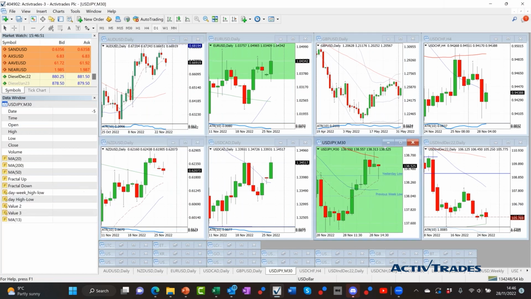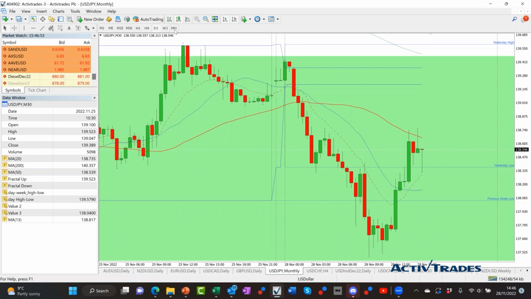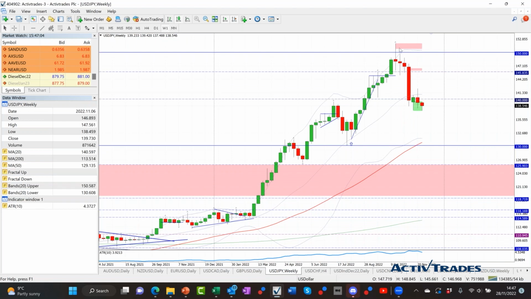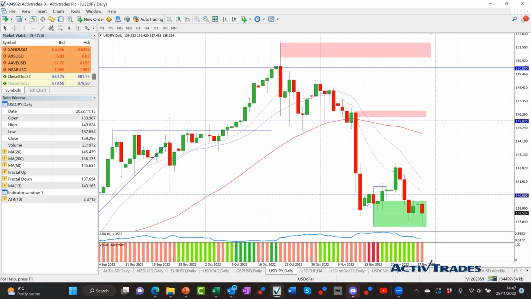If we look at the US dollar against the Japanese yen, you can see that. There's the monthly chart. You can see for this month that has been a very, very strong bearish candle, hasn't it? So go down to the weekly. Once we had the Bank of Japan intervention around 150, we can see that it has come off there, and now it's pivoting around 140. It's sat underneath 140.